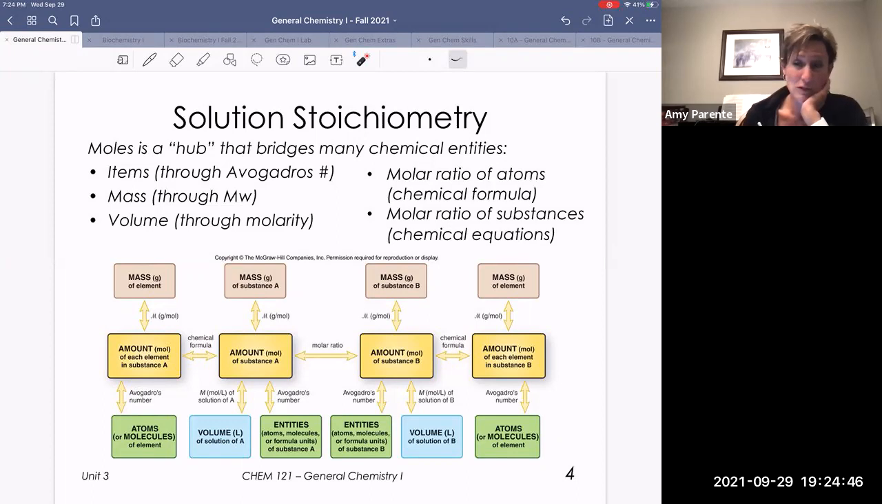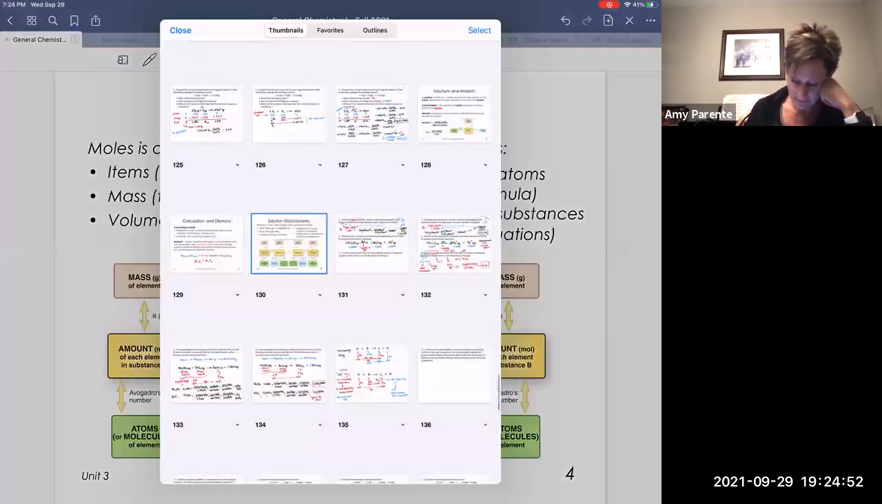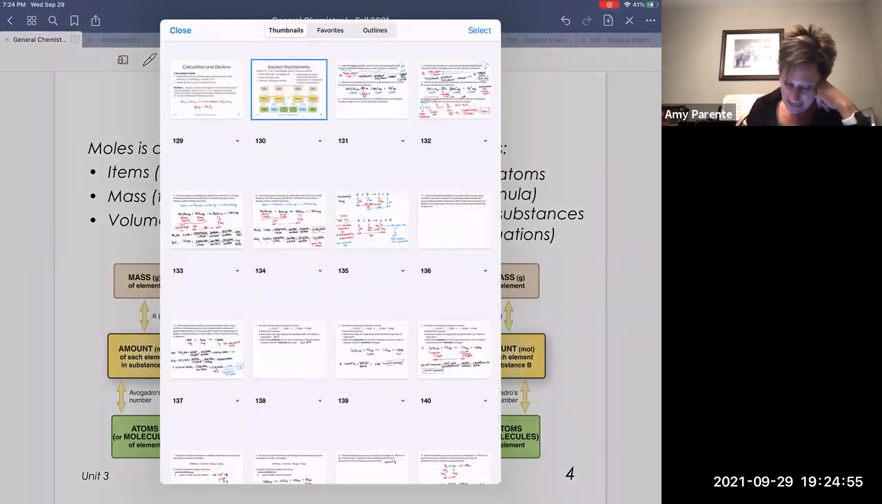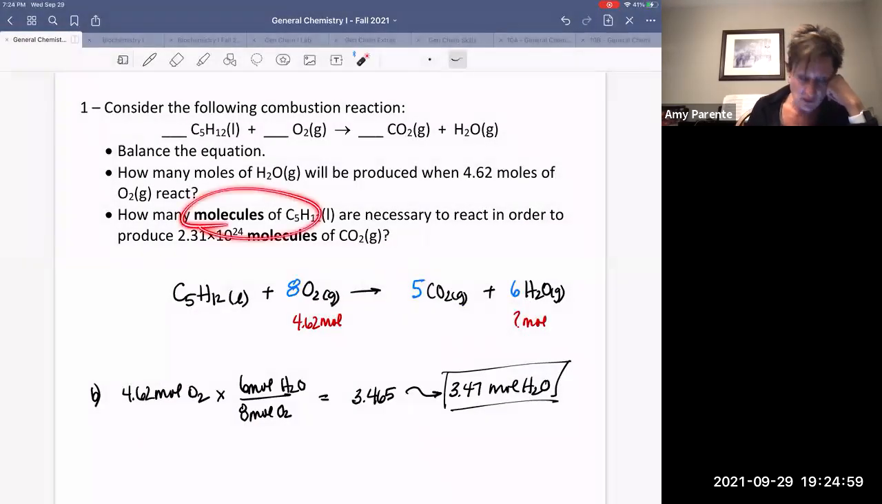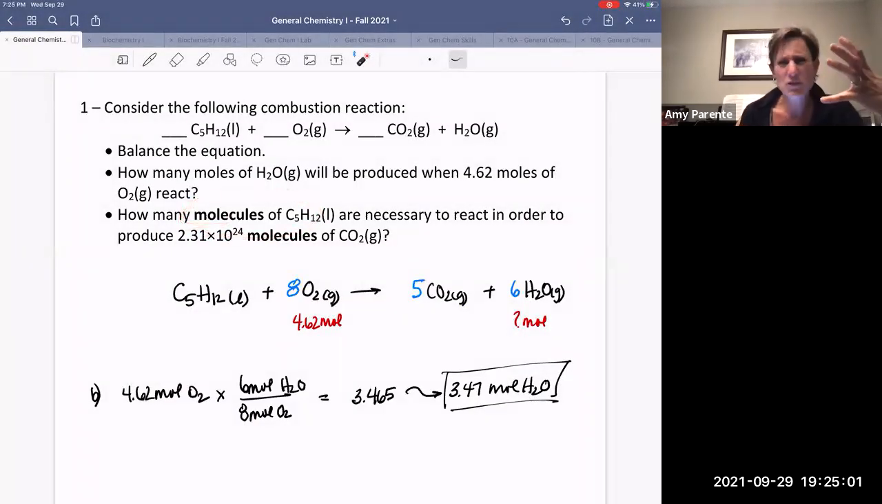So that number will always be provided for you. You don't need to remember it, but it's one of those things you need to know how and when to use. So if we see something that talks about how many items, that should be a red flag that, hey, we want to be thinking about using Avogadro's number. Okay. Or if we're talking about specific numbers of molecules and so forth.